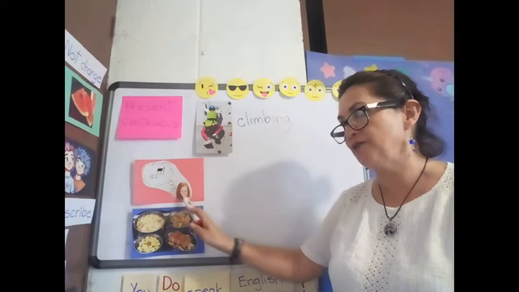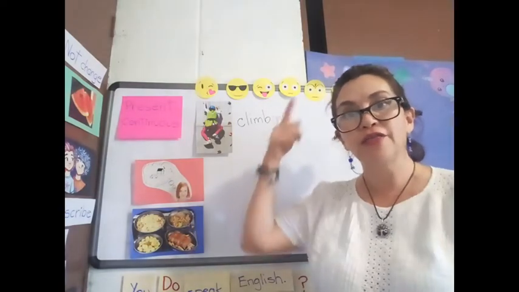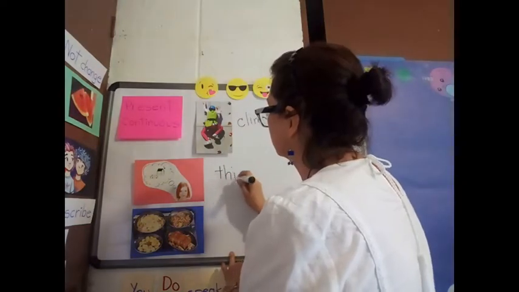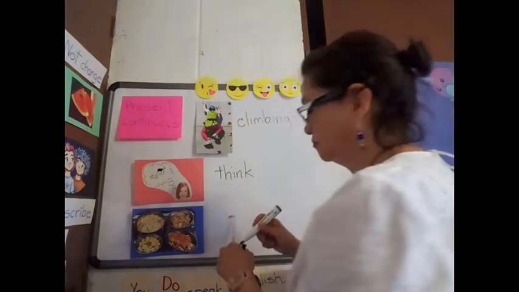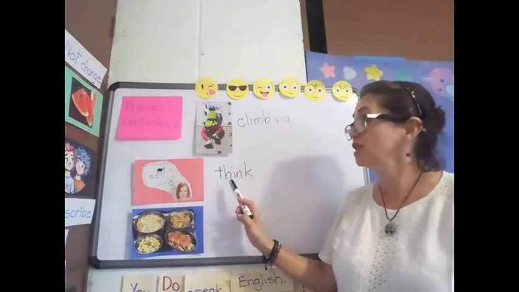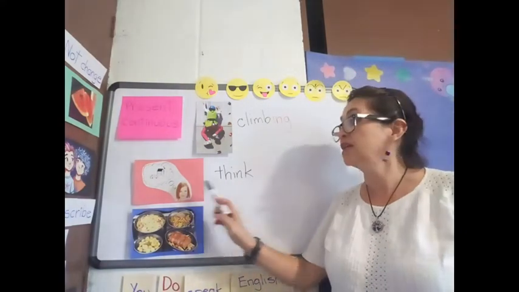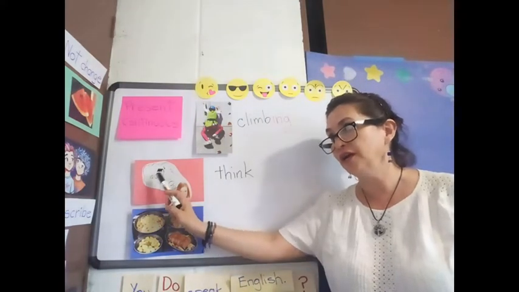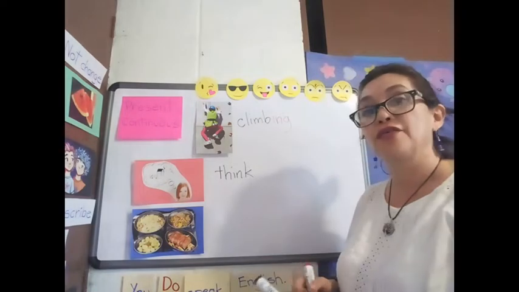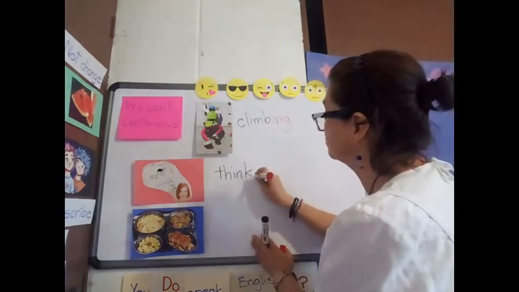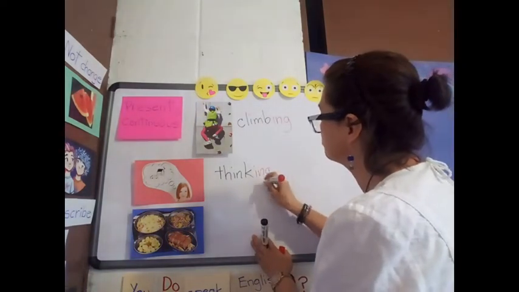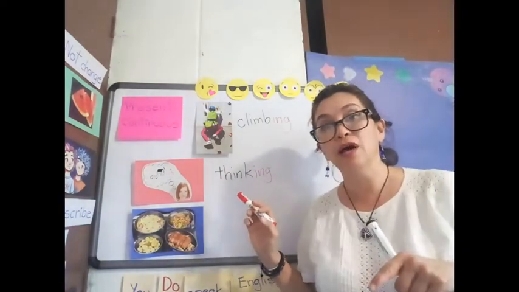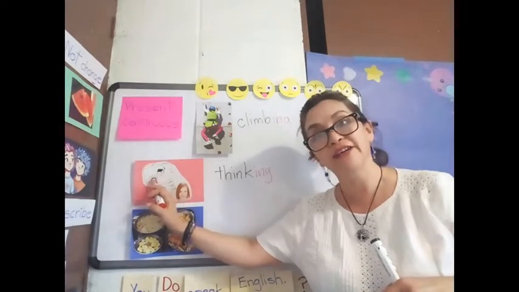Now let's see another example with the verb think. The verb in base form, think. Now we can say that she is thinking about her house and her car. Think, thinking. She is thinking right now about her house and her car.